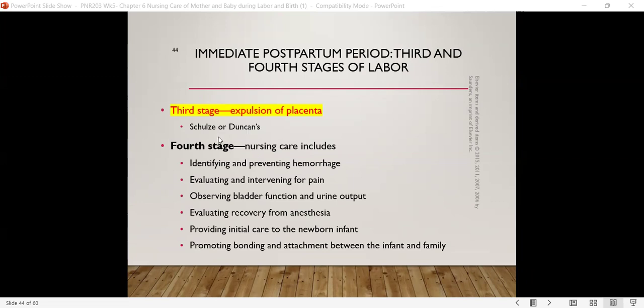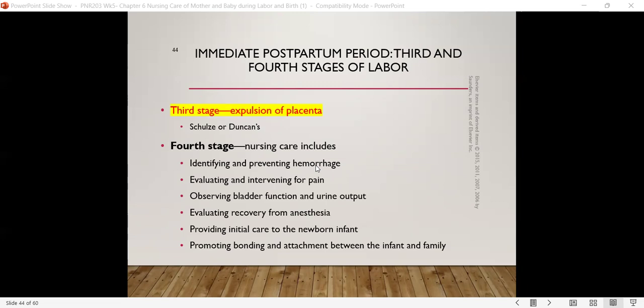Okay. Now we go into the fourth stage of the labor process. And this is, again, the recovery, all right? So this is your nursing care. You want to make sure that you identify and prevent a hemorrhage. Just like I said, the retained placenta, you want to make sure that placenta is all intact. And as an LPN, you could be in the room with me, and basically you'll look at the placenta and you want to make sure all the lobes are there, okay?